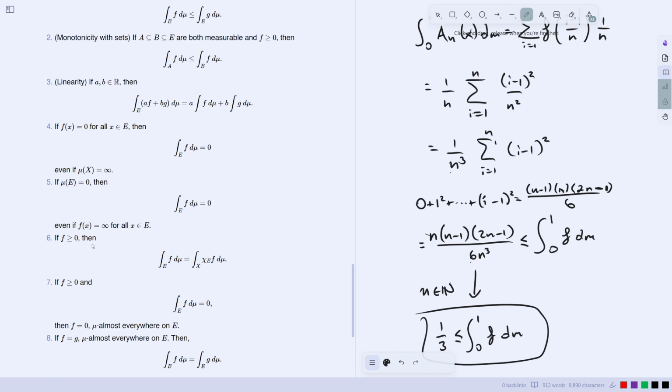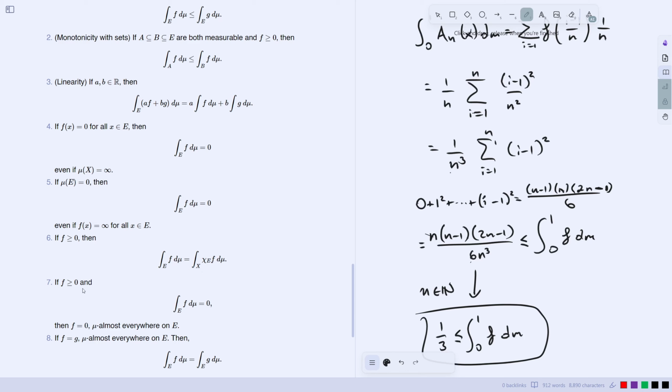If f is non-negative, then, E being a subset of X, we can rewrite the Lebesgue integral of f over that subset E as the integral over the entire space X of the characteristic function of E times f. You can kind of see why this is the case. This function is 0 except on E, and when we're on E, we just have the integral of f.